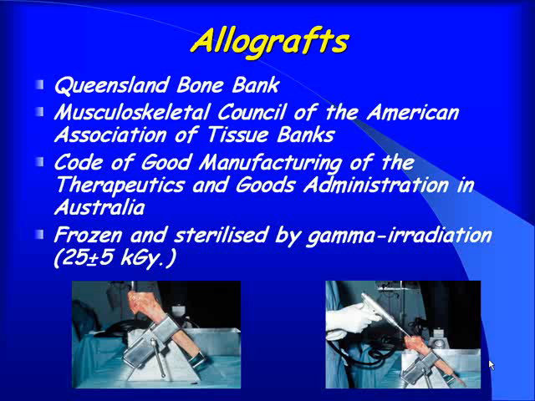All allografts were provided by the Queensland Bone Bank, which complies with all standards of the Musculoskeletal Council of the American Association of Tissue Banks and the Code of Good Manufacturing of the TGA in Australia. All allografts were frozen and sterilized by gamma irradiation.